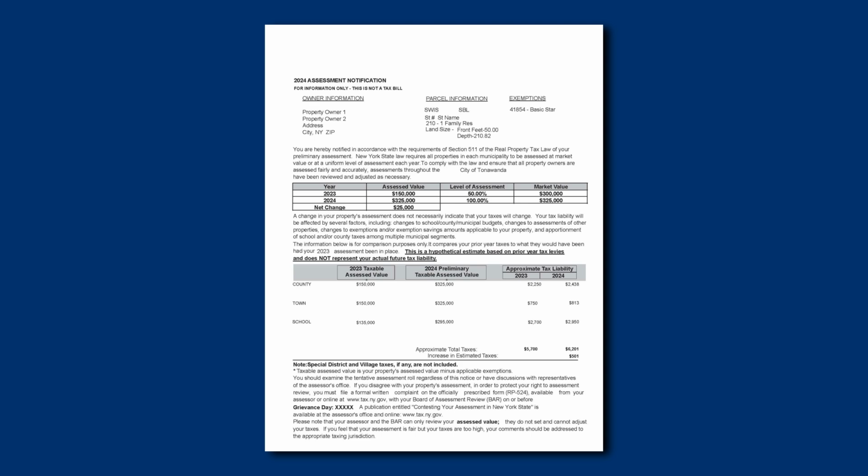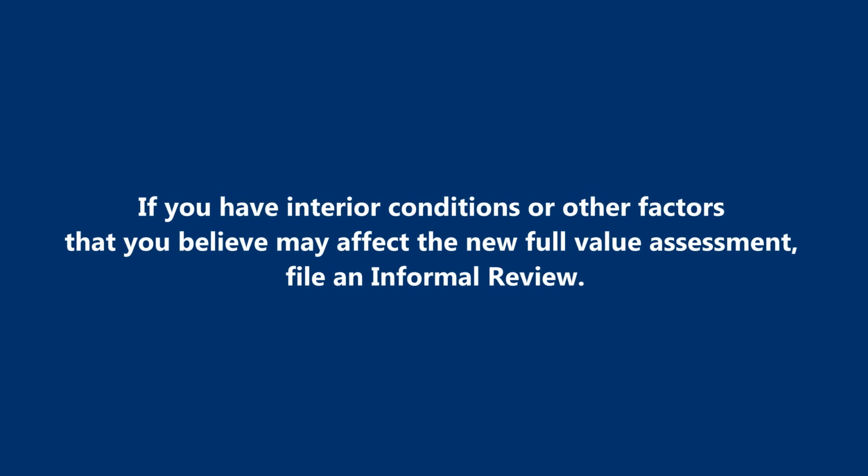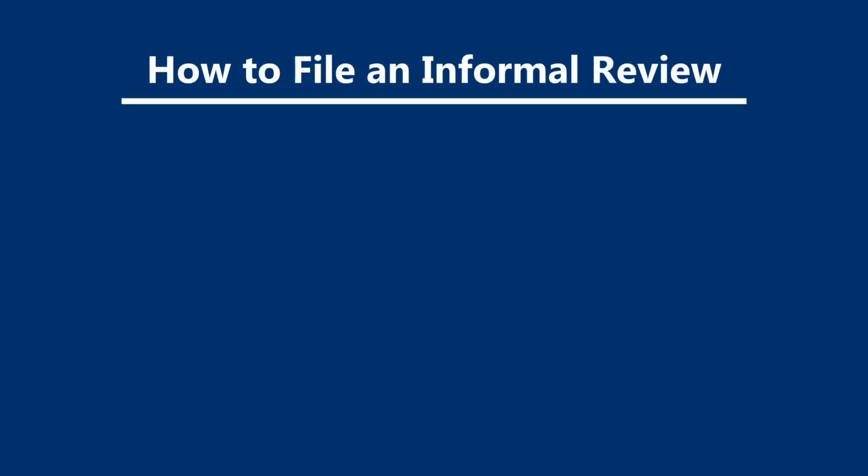Included in the new notice will be instructions on the informal review process and where property owners can go to get more information. This process focuses on the reasonableness of the new full market value. If you believe the new assessment is not reasonable or you're not sure, check the municipality's PROS website and research the sales that have occurred in your community. If you have interior conditions or other factors that you believe may affect the new full value assessment, file an informal review. How to file an informal review?